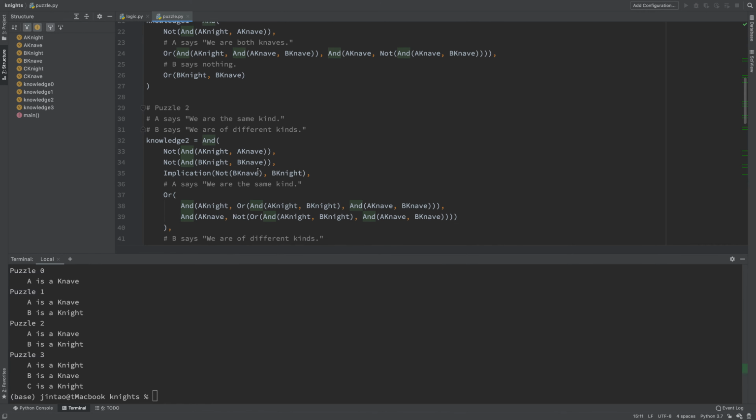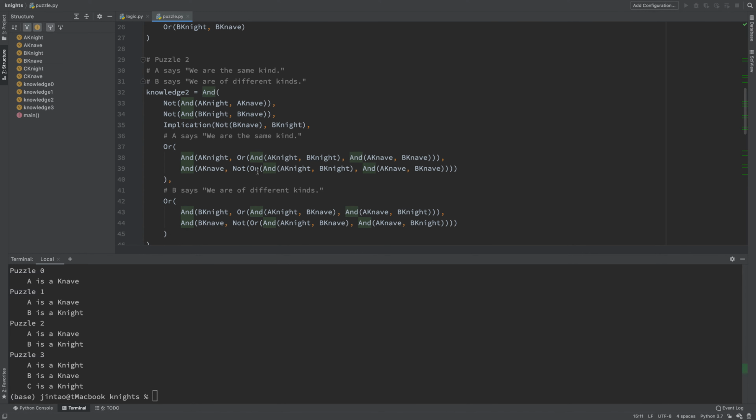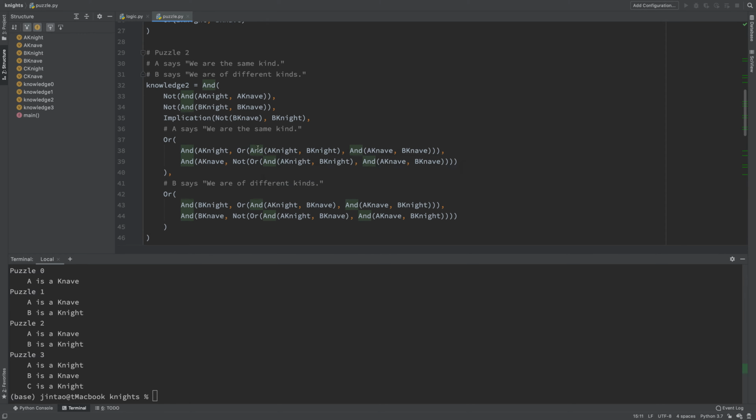And let's look at the next puzzle, puzzle 2. So here we need to provide more background information. The first one is that A and B are each exclusively a knight or a knave. And then the implication needed for B is, if B is not a knave, then B must be a knight. Then we come to the statements of these two characters.